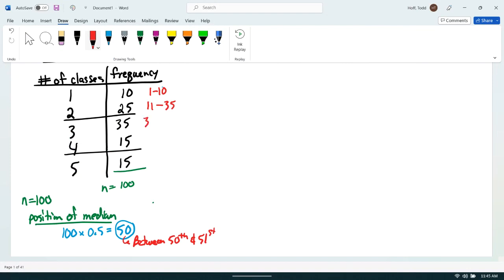The 36th number starts out with the threes. 35 plus 35 is 70, so 36 through 70 in that list would be threes. 71 through 85 would be fours, and 86 through 100 would be the fives. Now notice when I'm adding here, I take the 10 and add the 25 to get 35 for the top number of the next one. I took the 35, added this 35 to get 70 for the top number of that.